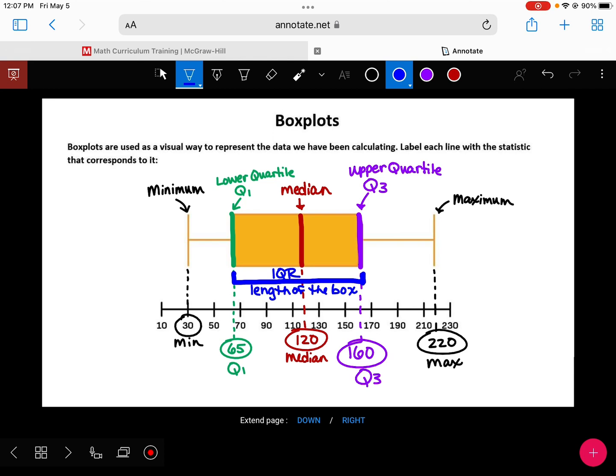And that's where we're going to stop for today. On Monday, we will look at a data set. We will find our 5-number summary. And then we will create a box and whisker plot from that data.